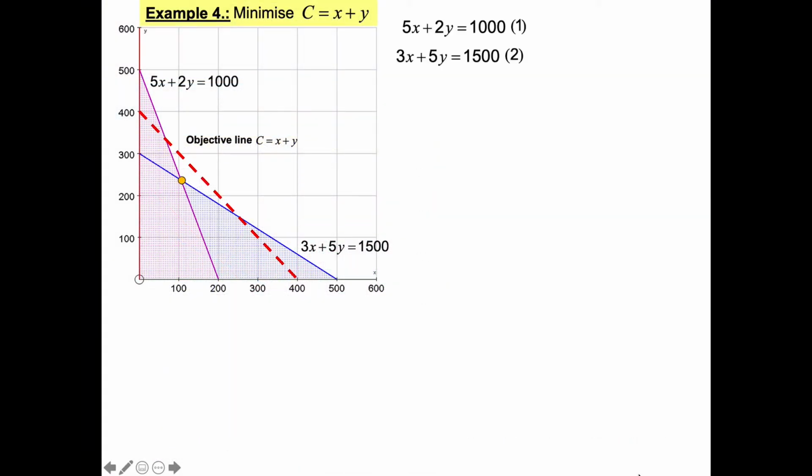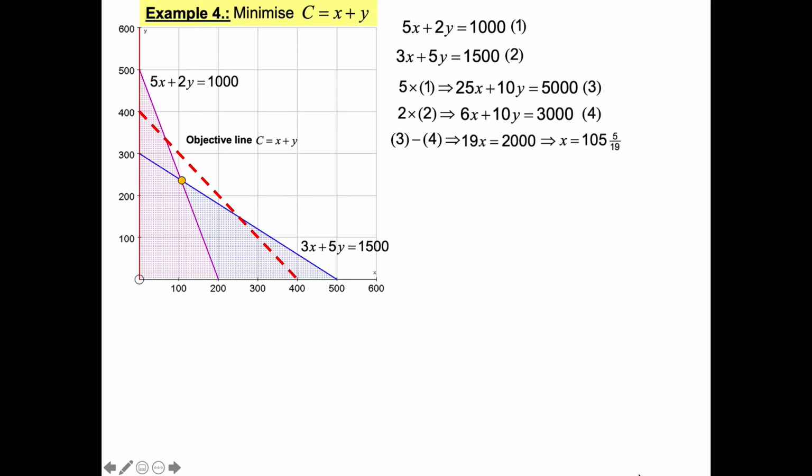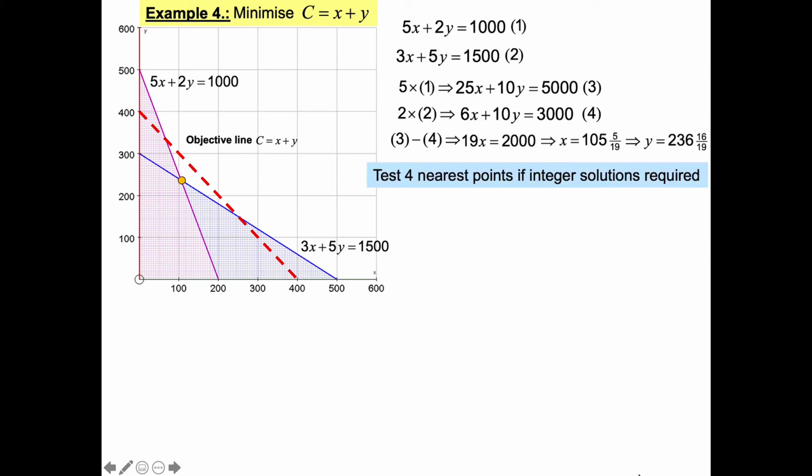Then you will find the solution of this system of equations, the purple and blue line, and when you do that, you discover that the x and y values are not integers. This is a signal for you that the next step you need to take is to test the 4 nearest points, if the integer solution is required, right?